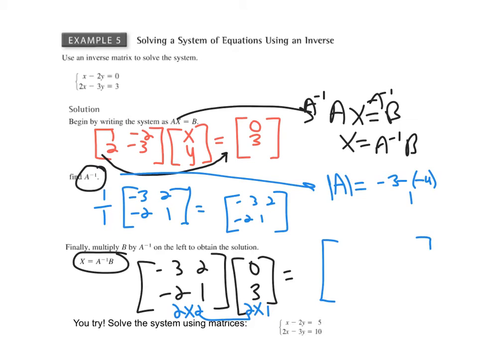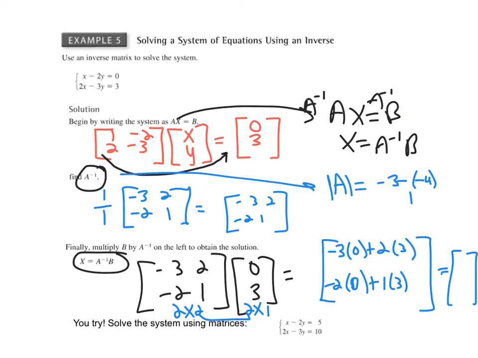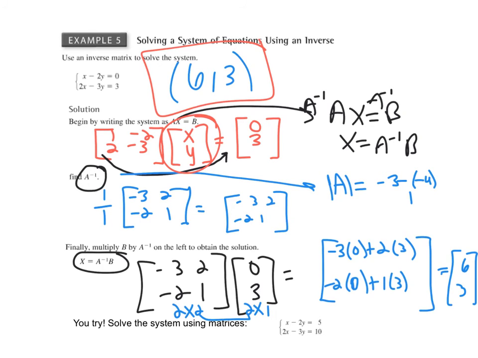I'm going to give myself a little room just to show the work, but you end up doing -3 times 0 plus 2 times 3. Hopefully you got the hang of multiplying matrices at this point. -2 times 0, plus 1 times 3. And that gives you your solution, which is 6, 3. And I would write that as 6, 3, because that's my x and my y. If you look back at the fact that that's what you were solving for, you always write it as a coordinate, because technically it's the intersection.